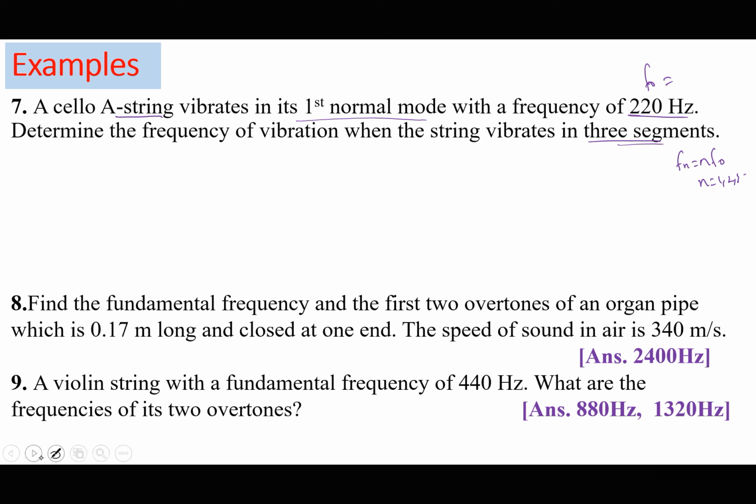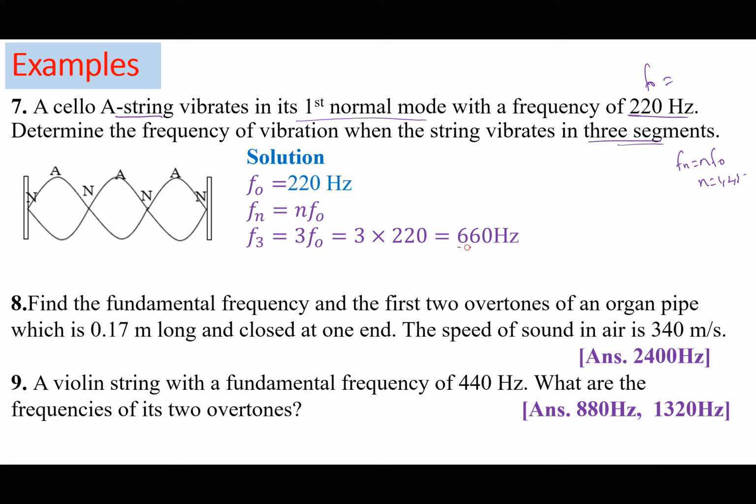So I think that one is direct. So the frequency here is going to be 360 because there are 3 loops, 3 segments. So that is 360. You can also, if you want, rederive this as we did in lesson 9.